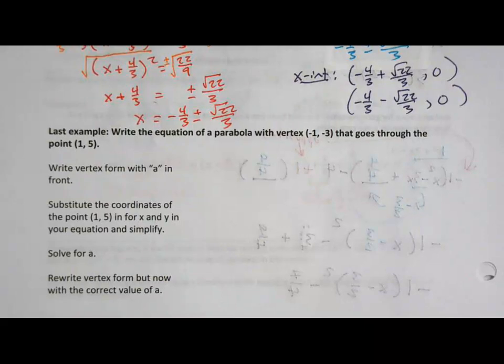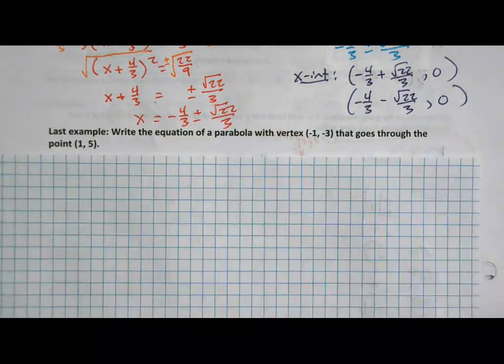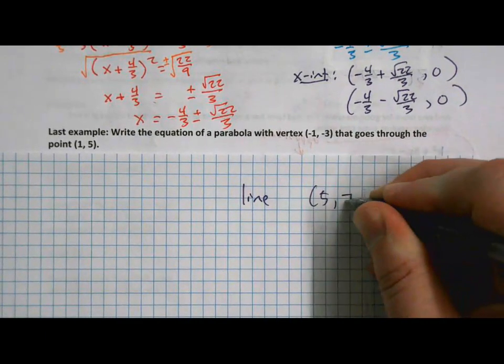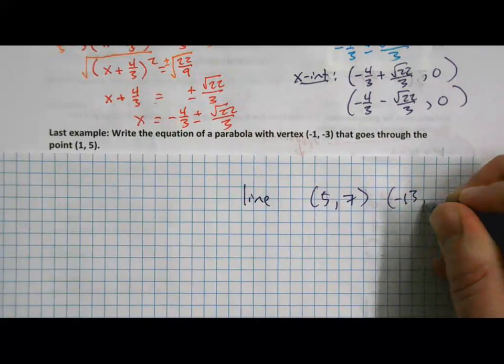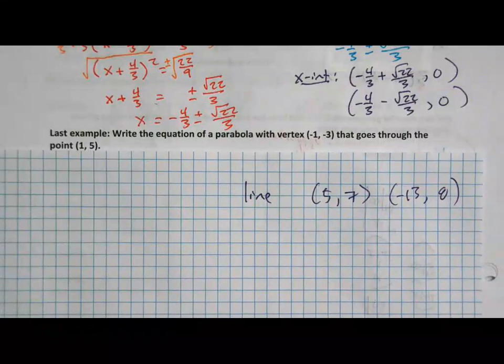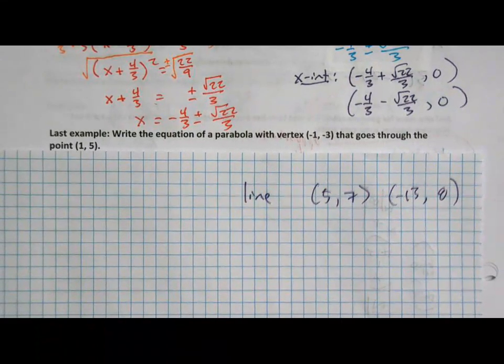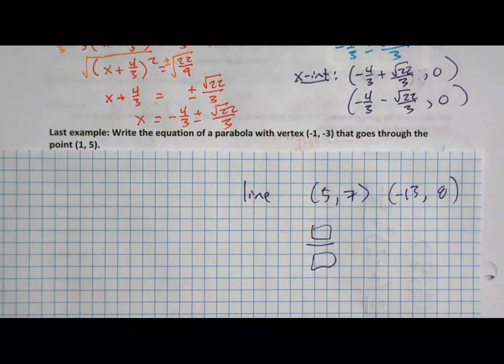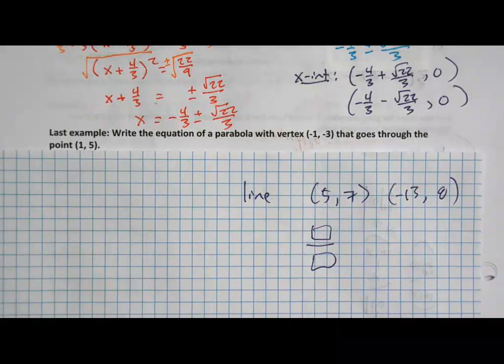All right, let's wrap this up. Do you remember back in Algebra 1 when you had a problem where they said, please write me the equation of a line that goes through the points (5, 7) and (-13, 8)? You guys remember doing problems like that? And you used your slope formula to figure out what your slope was. It's going to be some fraction. And then the hardest part was finding the b value. Do you guys remember how you found the b value?